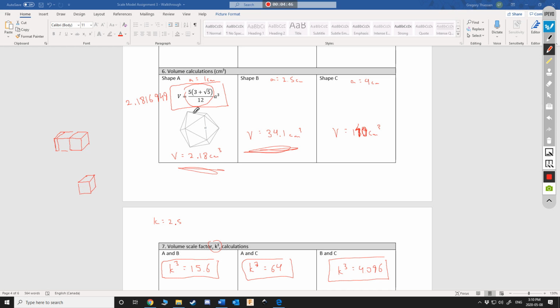Do some volume calculations and really try to make this connection between k, k squared, and k cubed. K is our length scale factor. K squared is our area scale factor. And k cubed is our volume scale factor.